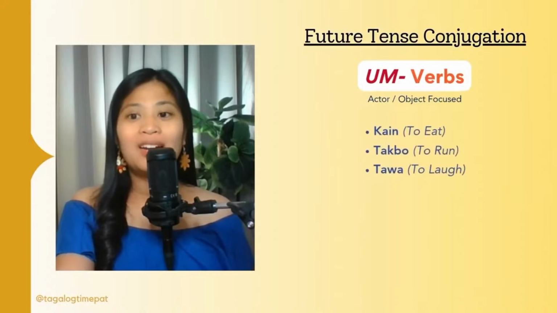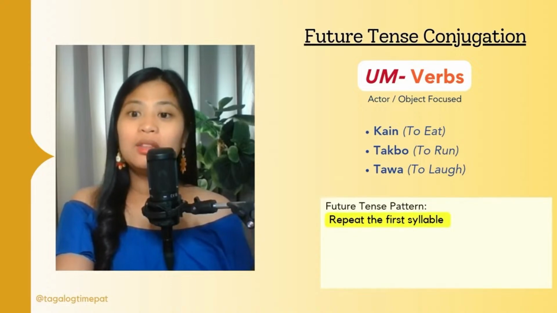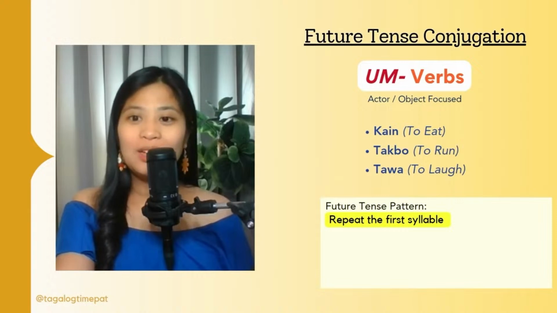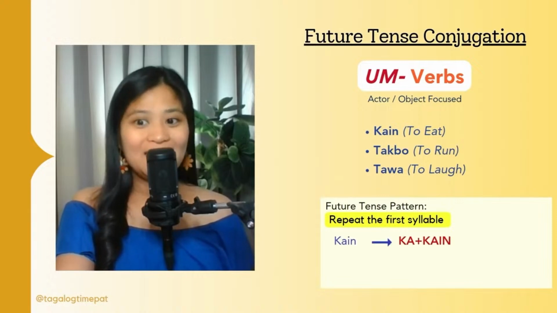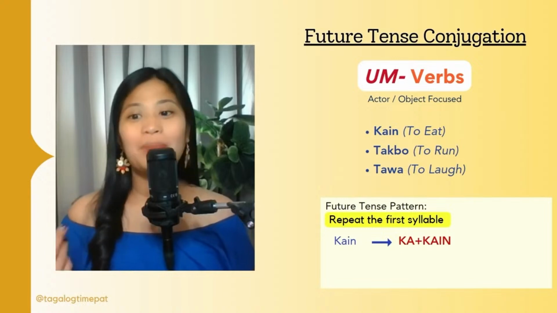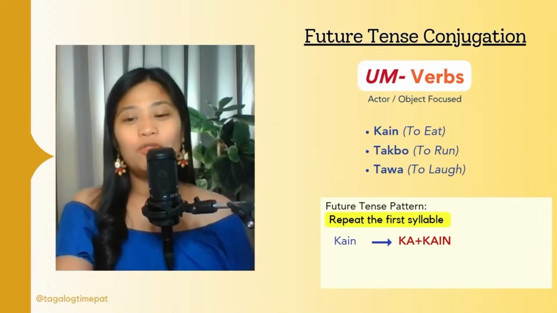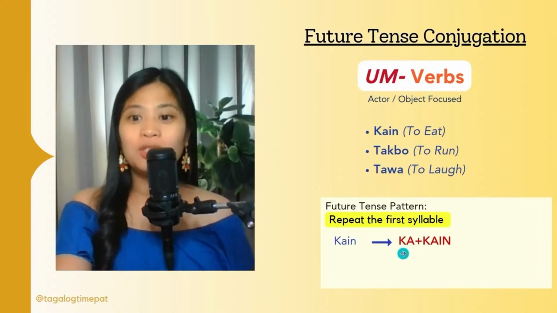Our verbs are kain, to eat, takbo, to run, tawa, to laugh. Now the pattern for verbs is you repeat the first syllable. So take a look at this. Kain, to eat, becomes kakain. Kakain ako, I will eat. Kakain ako ng pansit. I will eat some pansit. So it's very interesting because now there's no infix at all for future tense conjugation of verbs. You just simply repeat the first syllable.